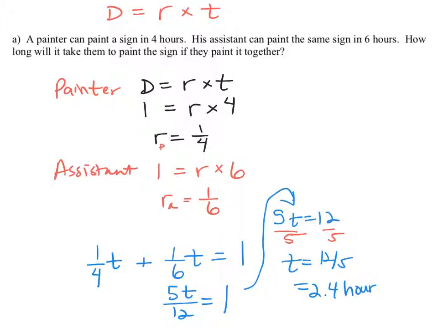So it should make sense that if they work together, they can paint it a lot quicker than working on their own. If the painter paints it in 4 hours and the assistant paints it in 6 hours, if they work together, it's only going to take them 2.4 hours to get the whole job done.